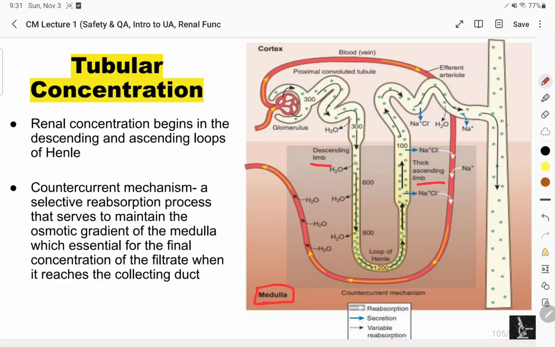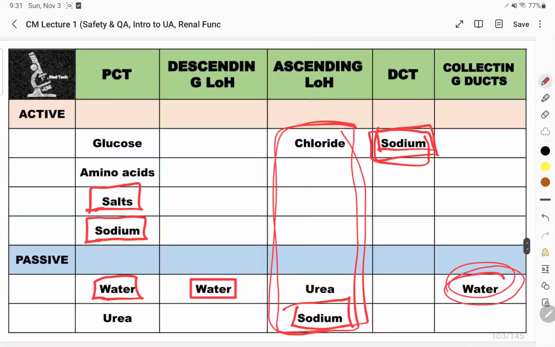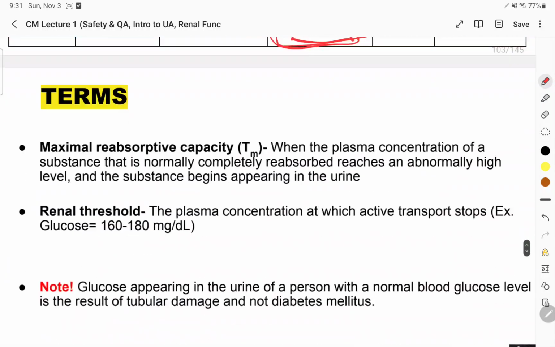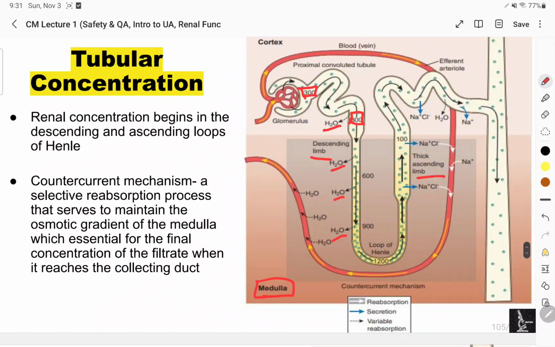So di ba, makita niyo diri sa picture. Ang osmolality sa filtrate is 300. Okay, pag-abot sa PCT, 300 gihapon siya. And then pag-abot diri sa descending loop of Henle. So diri sa proximal nigawas na si water, nahinay siya gawas. Diri sa descending nigawas pud siya. And the only thing nga gi-absorb sa descending is water. Okay? Water gyud. So nagkagamay si water, di ba?